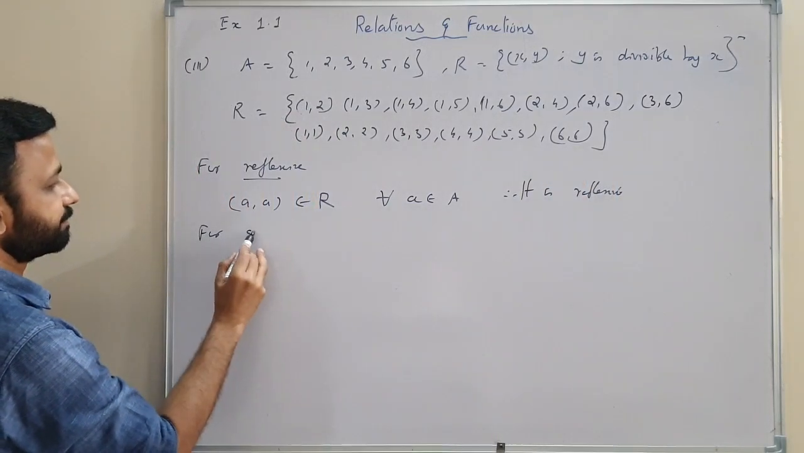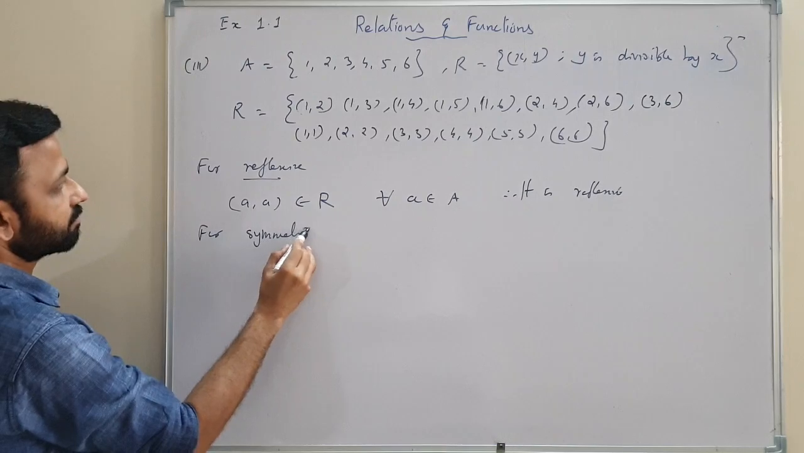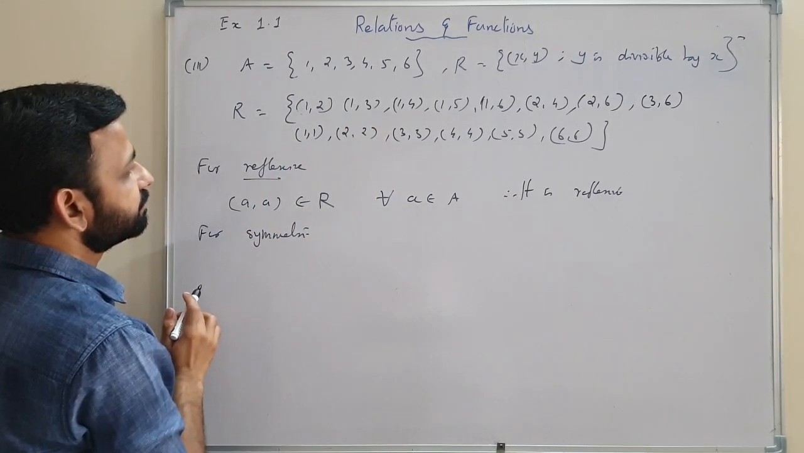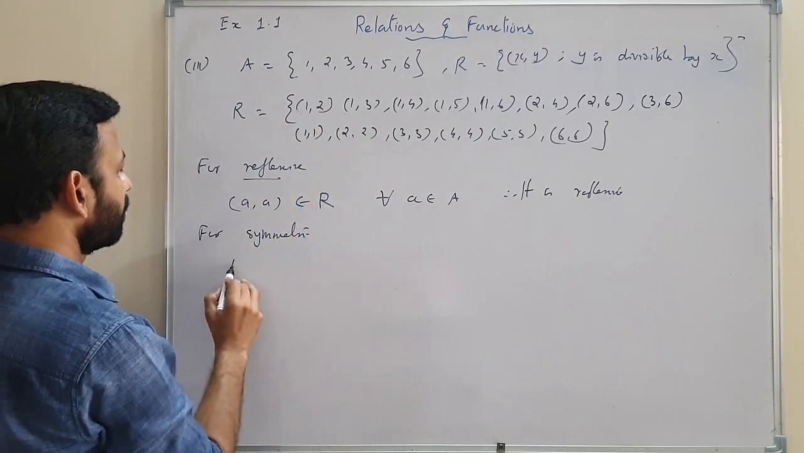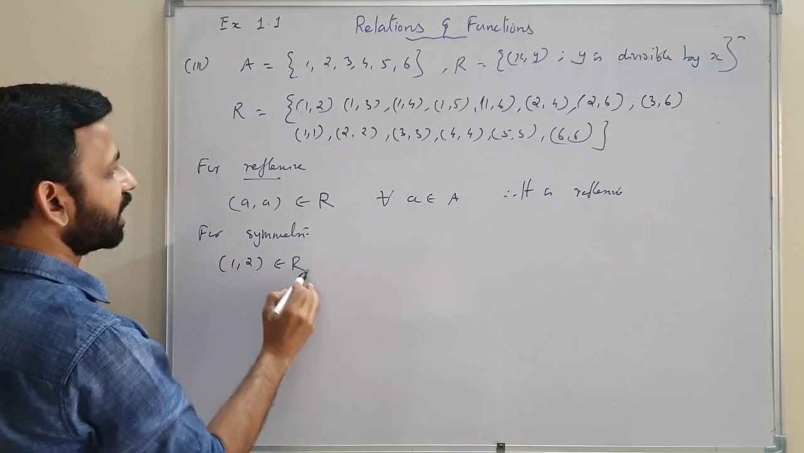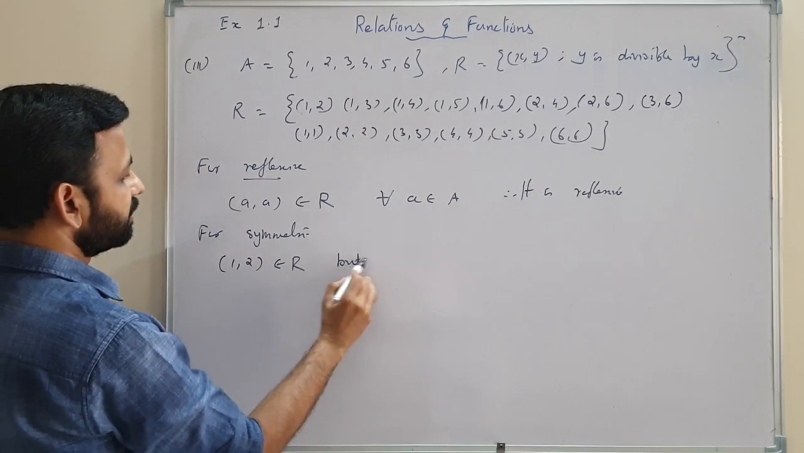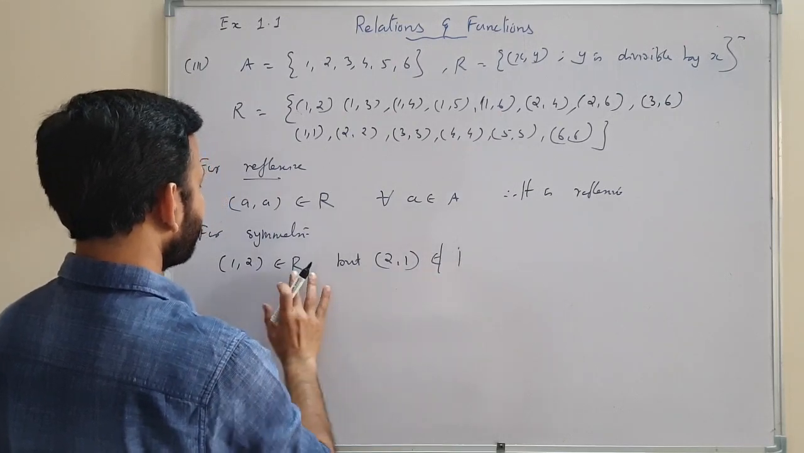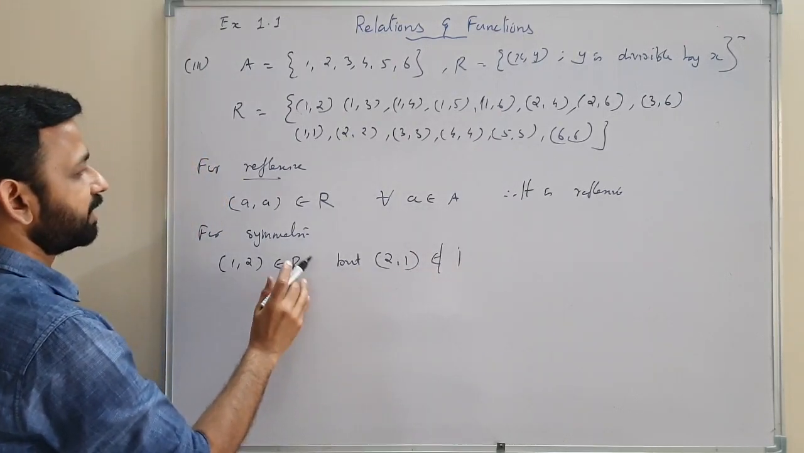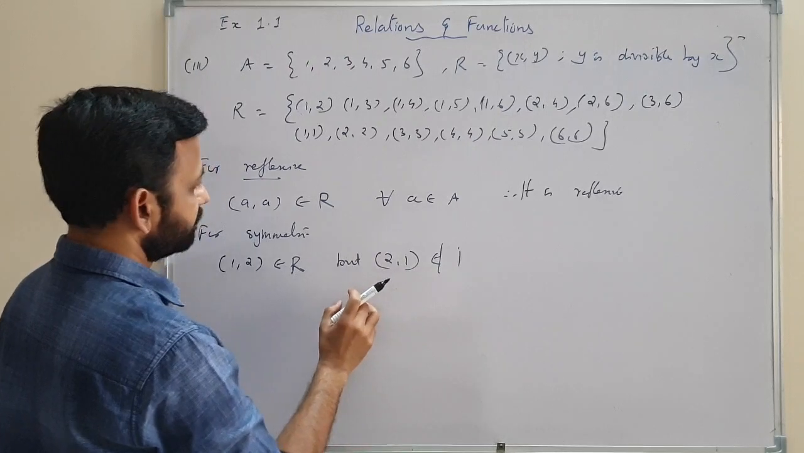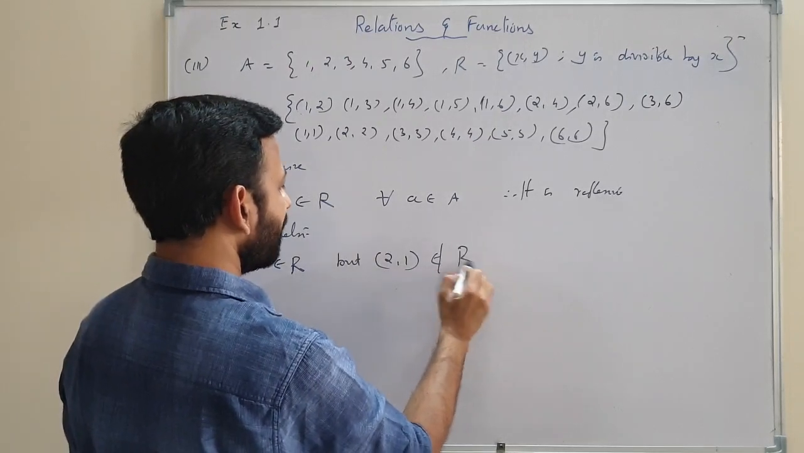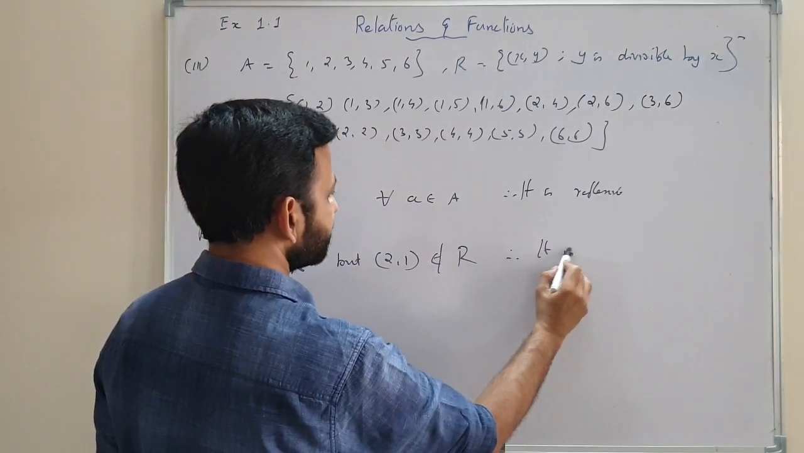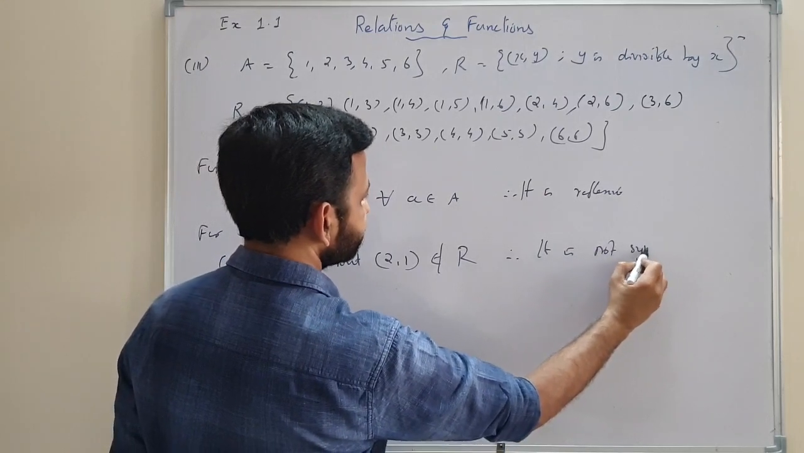And for symmetric, (1, 3) or (1, 2): ordered pair (1, 2) belongs to R, but (2, 1) does not belong to R. Therefore, it is not symmetric.